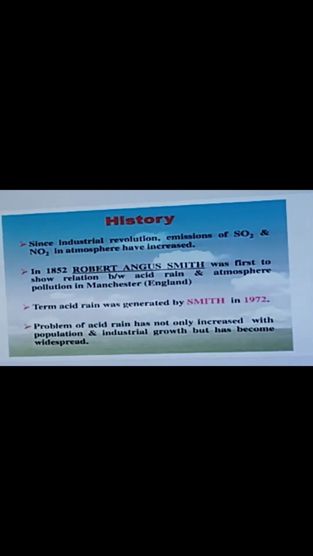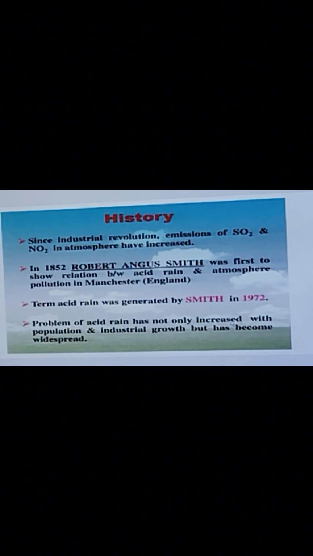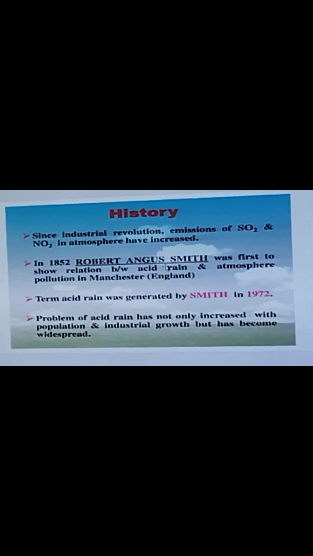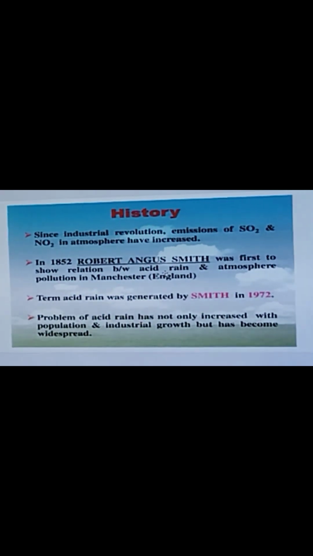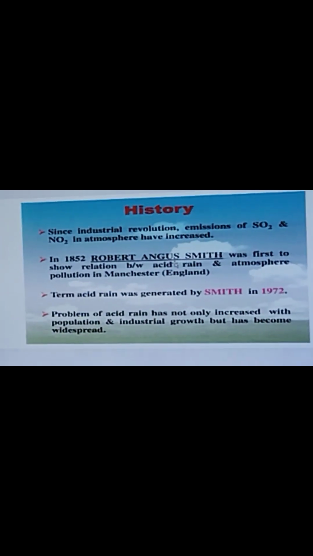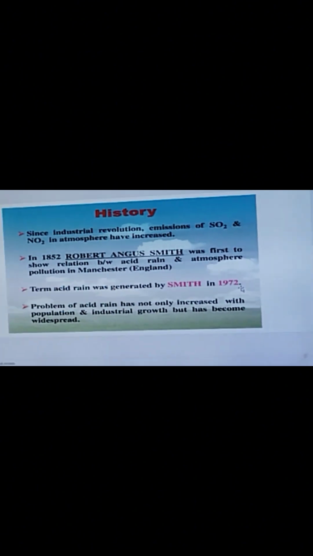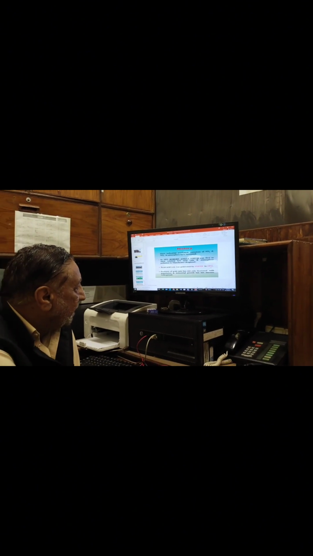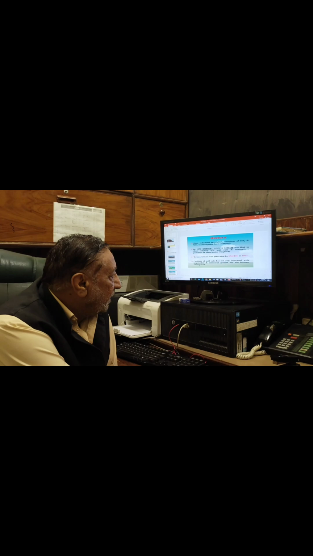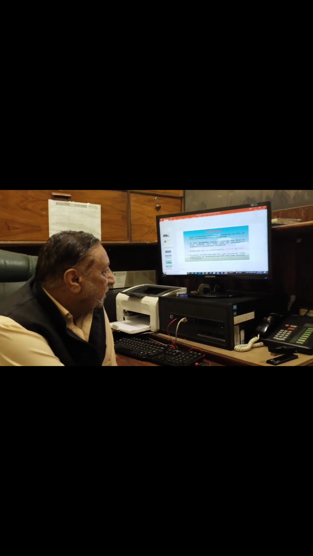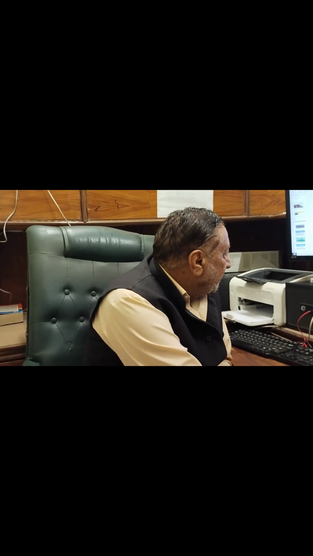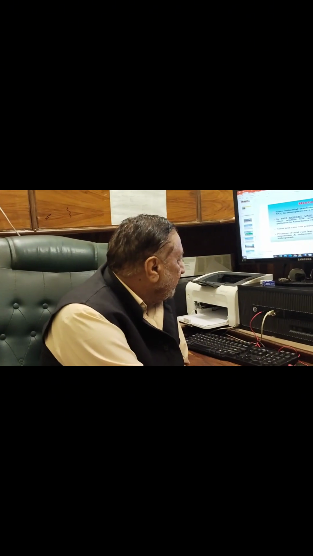This is another piece of history: Robert Angus Smith in 1872 was the first to show the relation between acid rain and atmospheric pollution in Manchester, England, and the name was coined by him. The problem of acid rain has not only increased with pollution and industrialization growth, but also has become widespread. So industrialization, pollution, and urbanization are the root causes of acid rain.